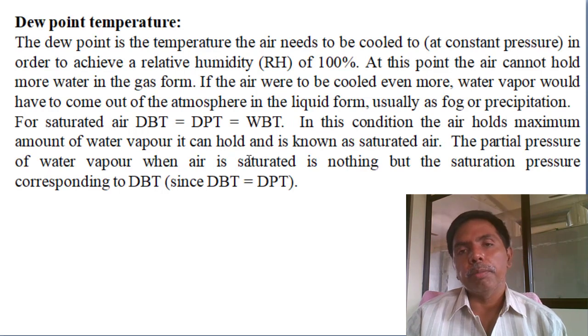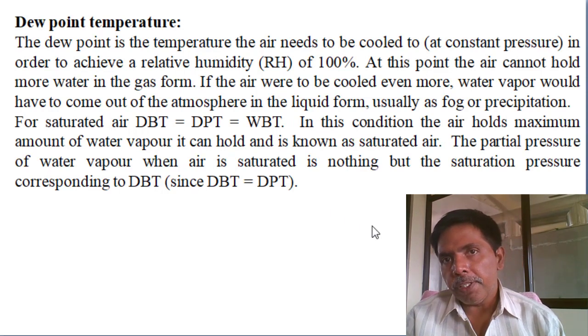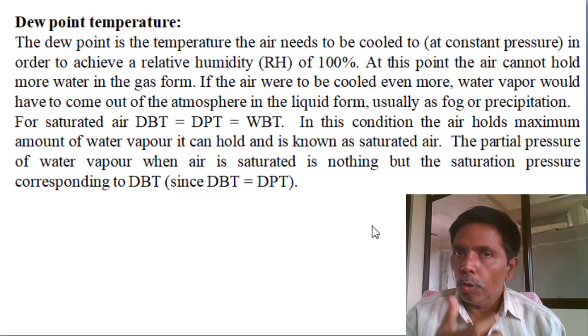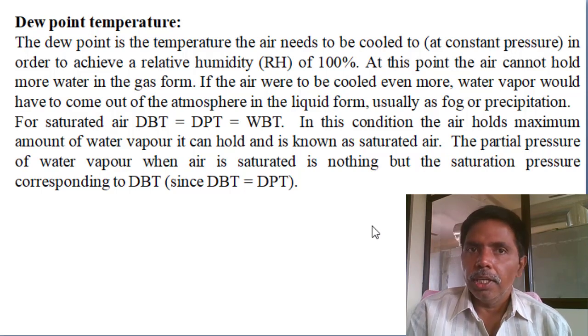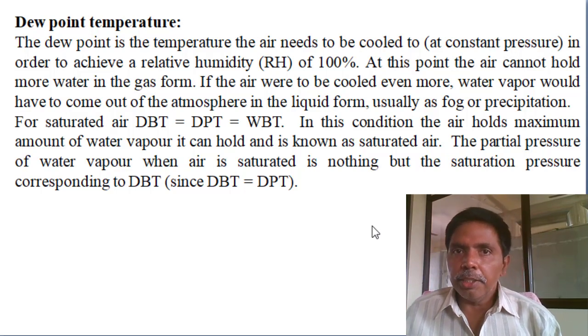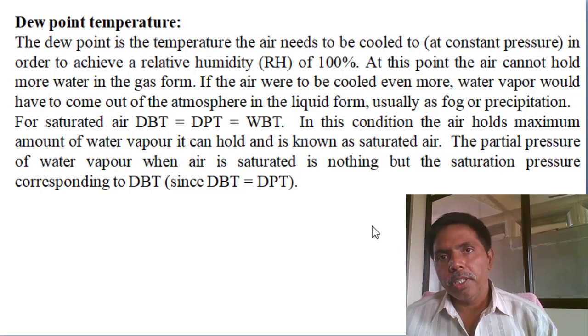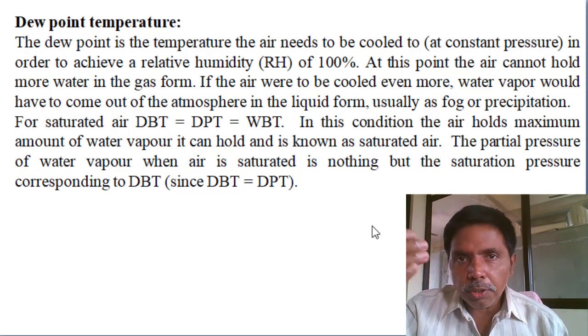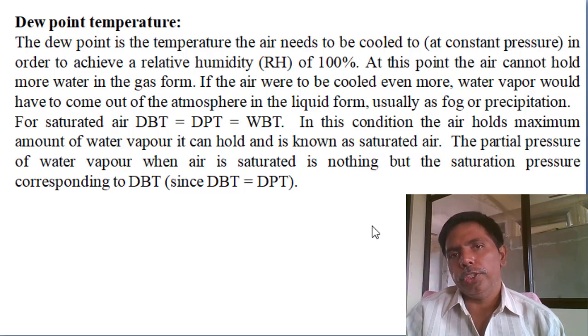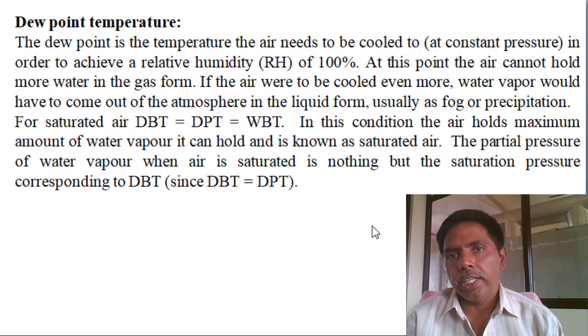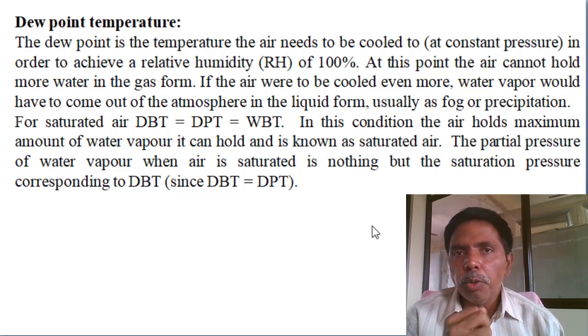Next, dew point temperature. Once the air is holding moisture, suppose in dry areas maybe 40%, in coastal regions 80%, 70%, like that. As we start cooling the air, at one particular temperature it is unable to hold the moisture. Whatever moisture the air contains, it is unable to hold.